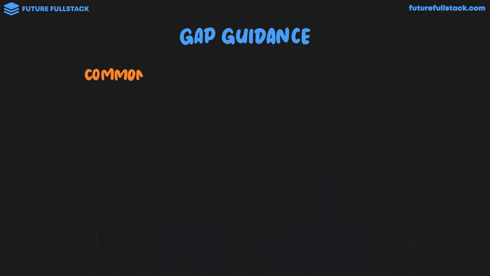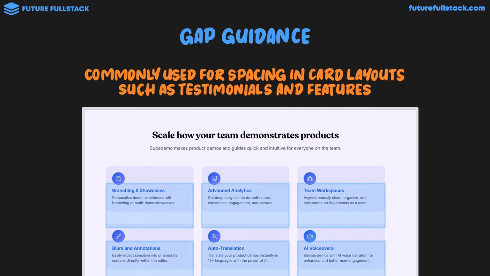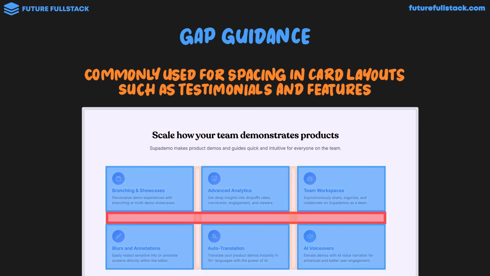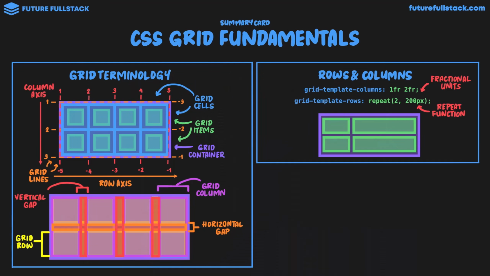Gap is also commonly used for spacing in card layouts such as testimonials and features. Looking at this example here, we have our grid cells, we have row gap and column gap. So there are many instances where you do want to be using gap inside your grid layout. So let's now finish off the summary card, CSS Grid Fundamentals.